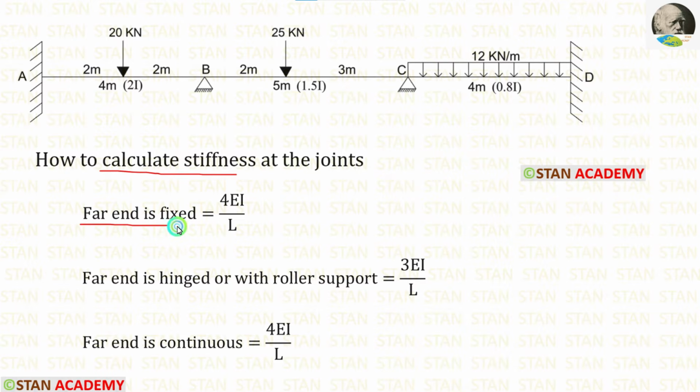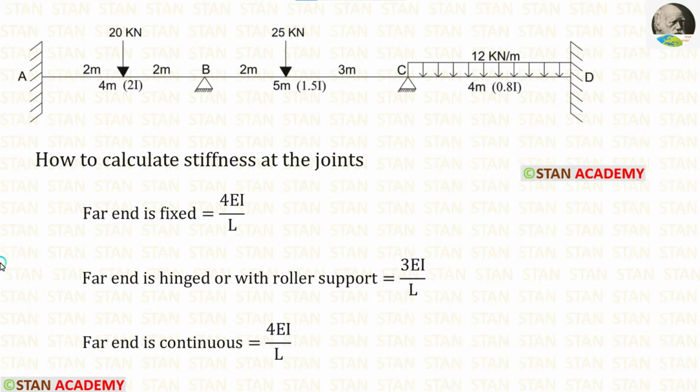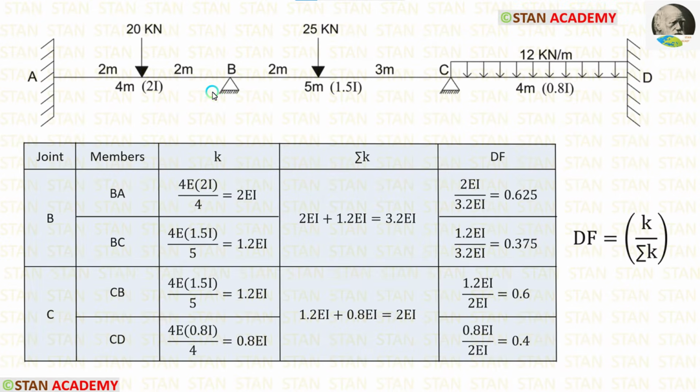If the far end is fixed, the formula is 4EI upon L. If the far end is hinged or with roller support, the formula is 3EI upon L. If the far end is continuous, the formula is 4EI upon L. Now let's apply these formulas and find the stiffness.